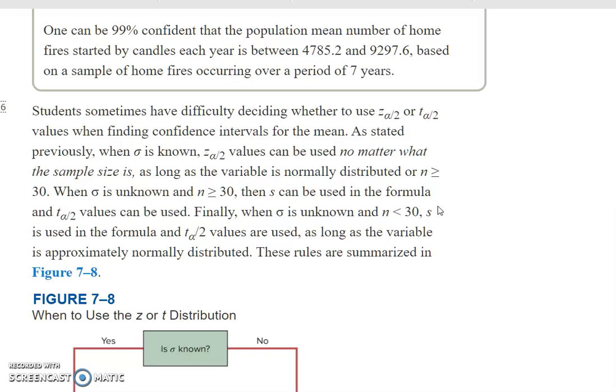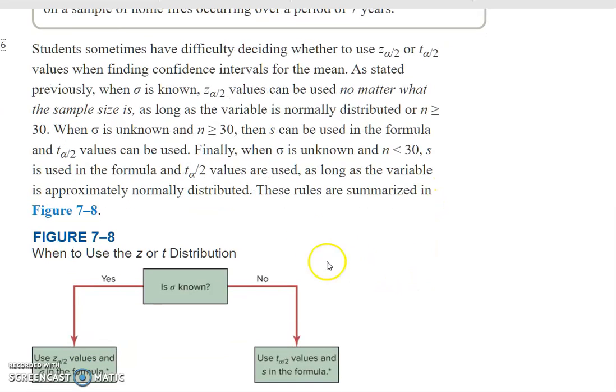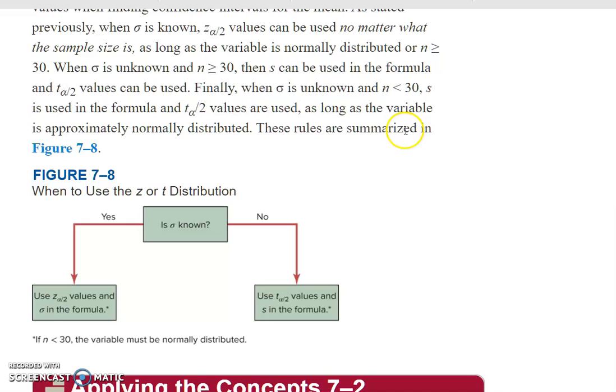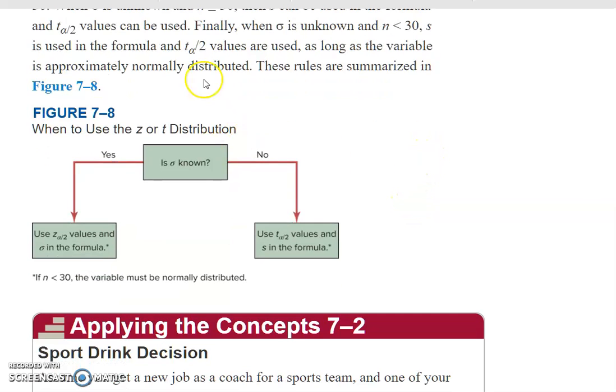But if you do know what sigma is, if for some reason you have a reason to believe you know it, then you don't care about the sample size, as long as the variable is normally distributed, or if you have a large enough sample size, n is greater than or equal to 30. If sigma is unknown and n is greater than or equal to 30, then we can use s instead of sigma. We just have to do the best we can, okay? If sigma is unknown and n is less than 30, well, now we have to put a constraint on here. We have to say, hey, the variable has to be approximately normally distributed.